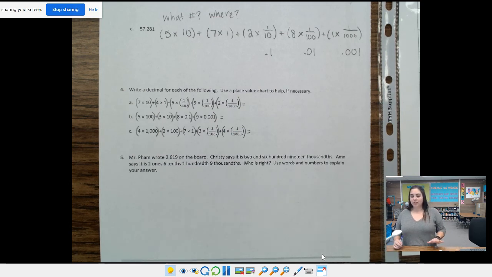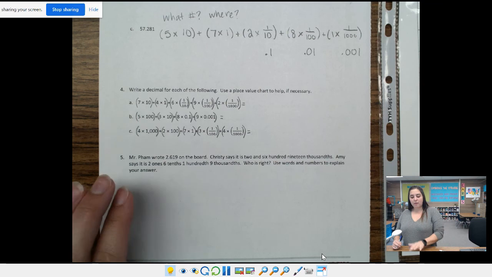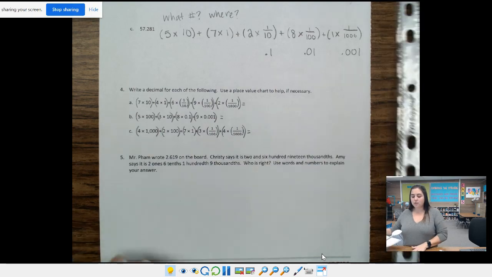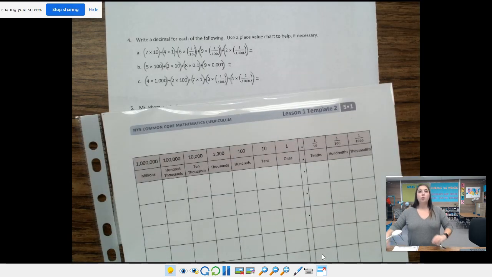Okay, did you finish solving? So you could do this a number of ways. If you can piece it together in your head, that's awesome. They also suggested using a place value chart if you weren't sure. So I'm going to show you that for question 4A.